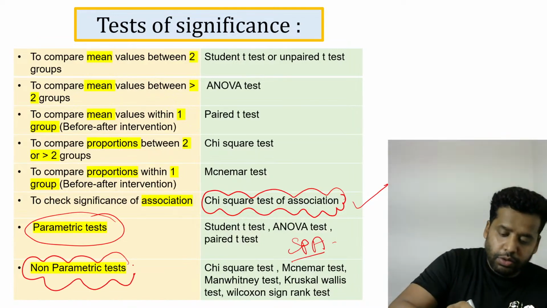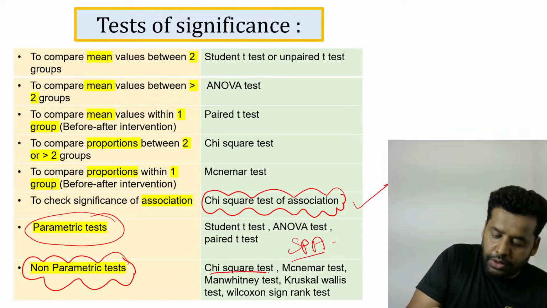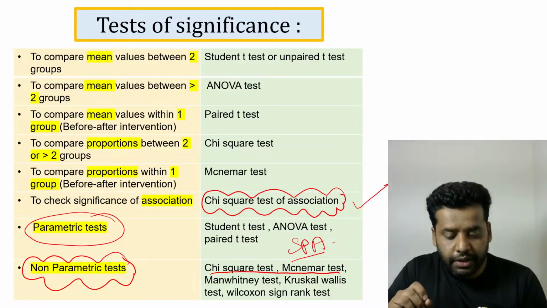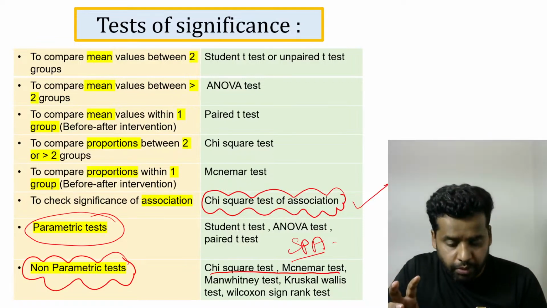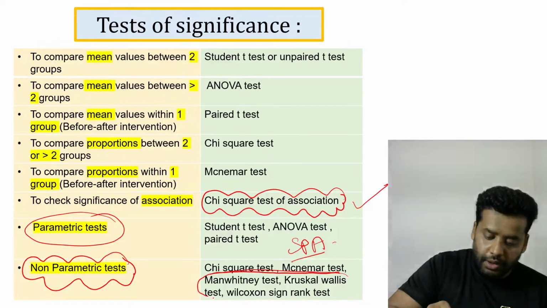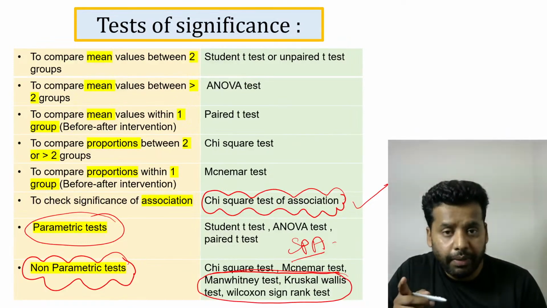Non-parametric test, there are so many tests. Two things are used to compare proportions. What is the mnemonic? Chi-square test, McNemar test for proportions. Remaining three things are for median. The remaining tests are used to compare median values.